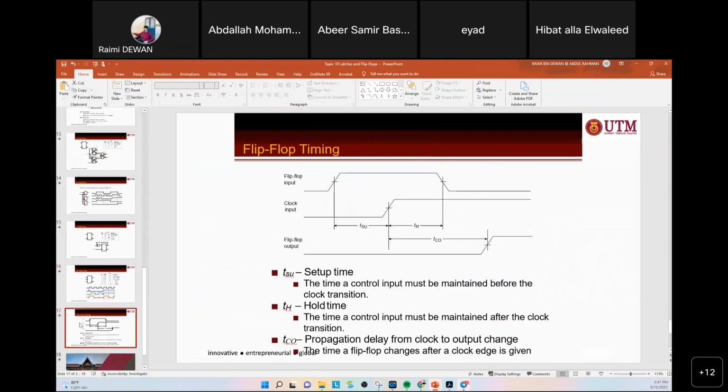I think when you do the exercise, you can know whether you know or not. Last time you only did 10.1. Last time I asked you to do 10.1, 10.3 and 10.5. 10.5 is a JK flip-flop. So we'll be looking at 10.5 for the JK flip-flop in the next tutorial.